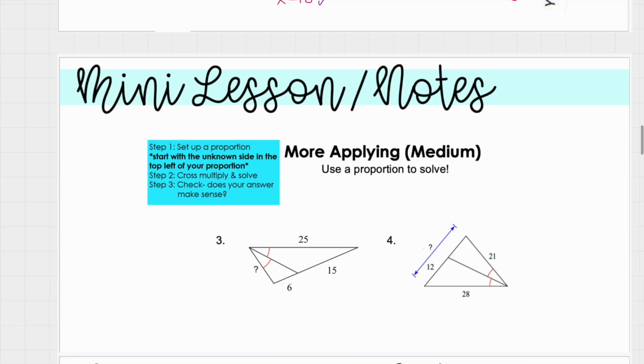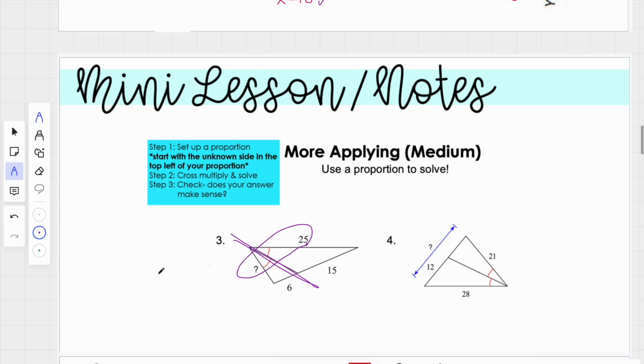So here's a couple more examples. Let's go ahead and set them up. Let's see here. We're not going to rotate them this time. Here's my left side. So 25 divided by x is equal to, and then here's my right side, 15 divided by 6.